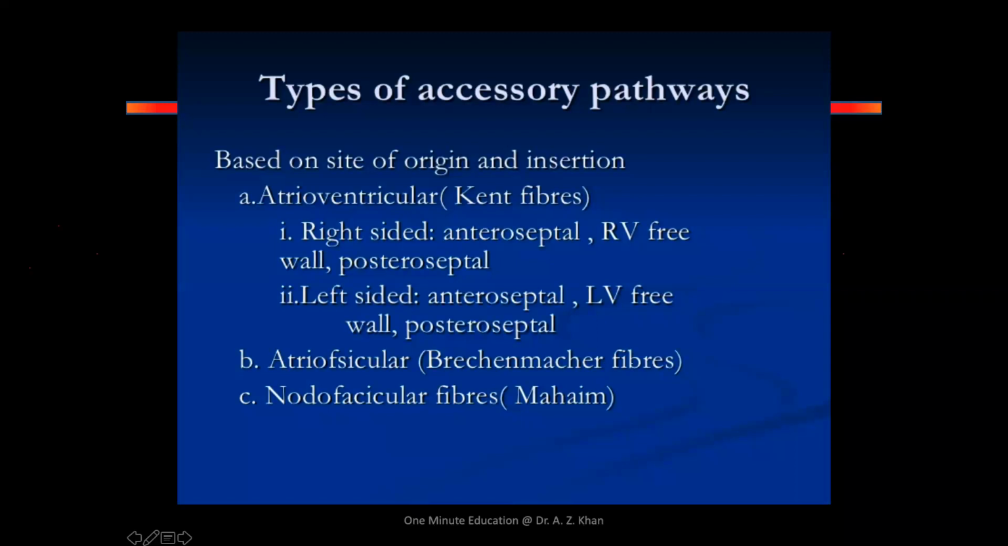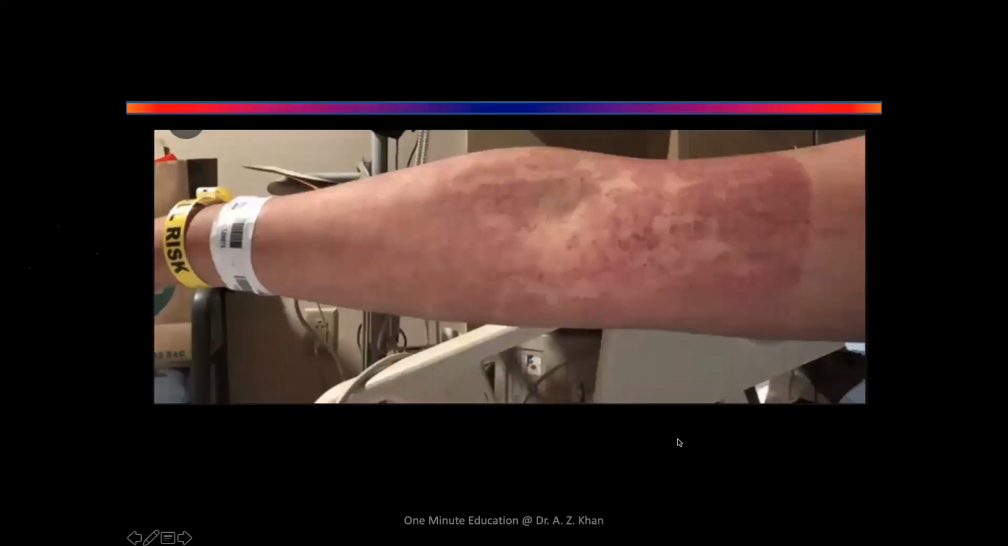These three names are important for the cardiac boys who are going to look at ECGs in the exam. Very often we will keep an ECG in the exam, and you should be able to identify what is happening on the ECG. At least these three names you must know. Kent fibers, which is atrioventricular, Brechenmacher, which is atriofascicular, and Mahaim's, which is nodofascicular fibers. That's why I gave you the picture with all three.